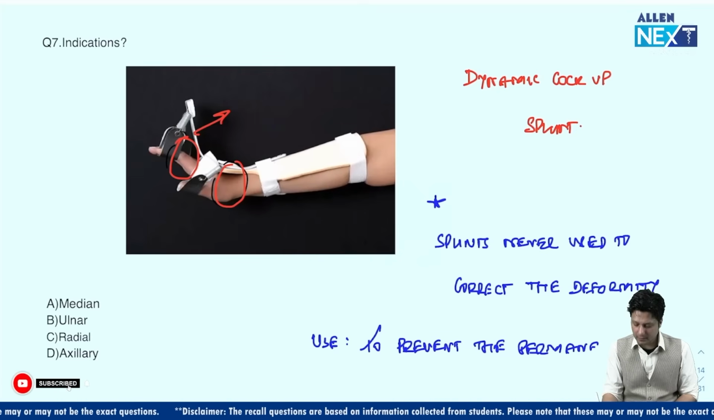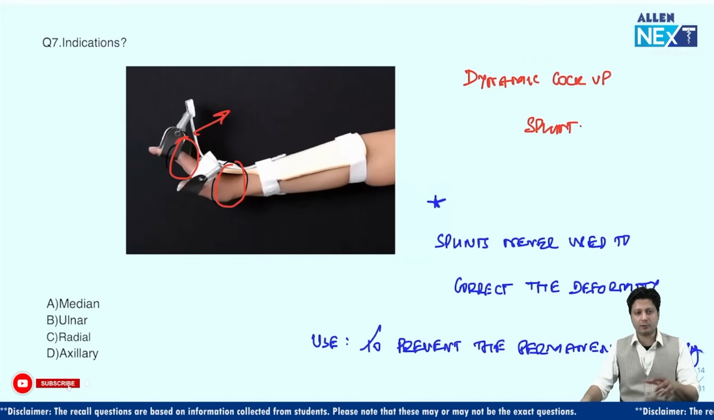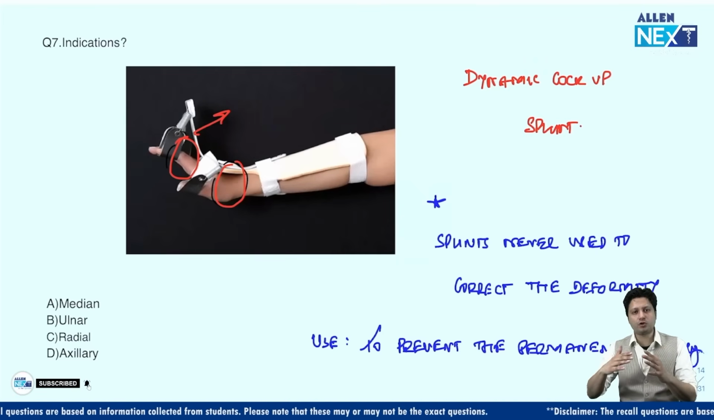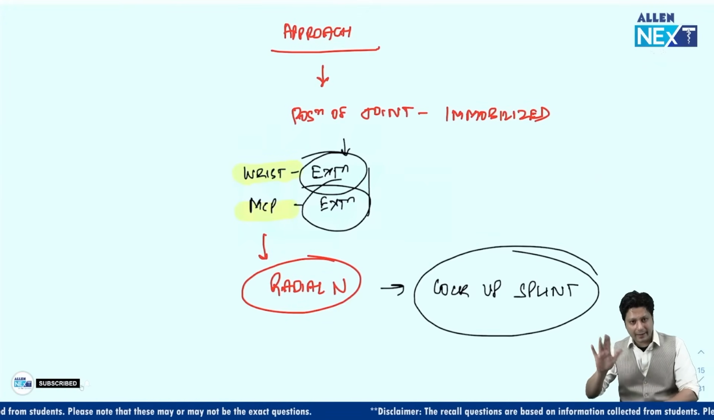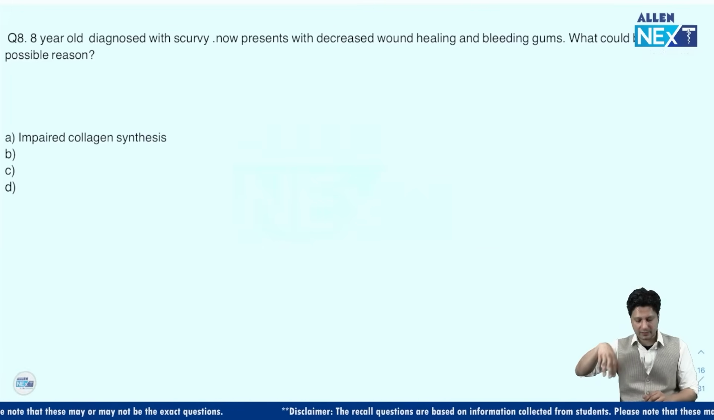Permanent deformity. So this is the use of a splint. Remember, every time you see a splint in orthopedic practice, it is used to prevent the development of a permanent deformity. It is never used to correct the deformities. Here we are preventing the persistent plantar flexion.